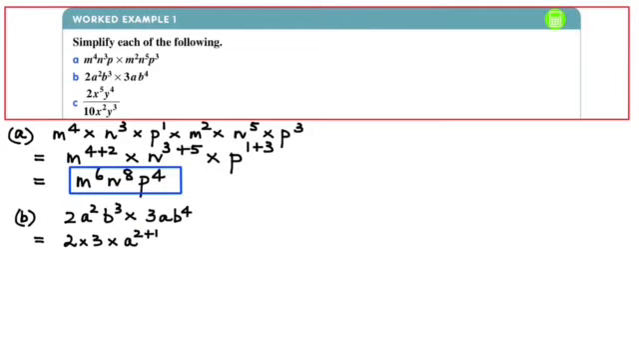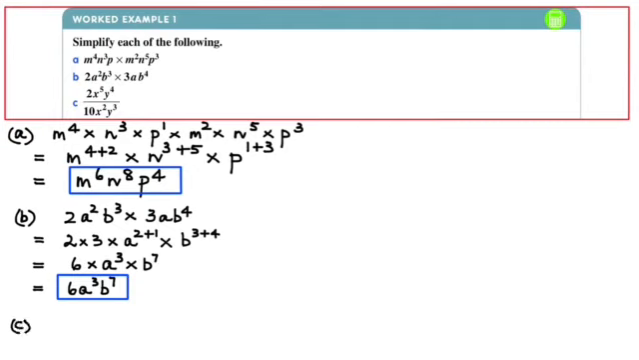A to the 2 plus 1, because there's a 1 implied here. Although not stated, it is a to the 1, okay? And we've got b to the 3 plus 4, haven't we? Yes. Simplifying that, that's going to be 6a cubed times b to the 7. Now we can dispense with the multiplication signs. And we've got 6a cubed b to the 7. Yes? Simple as, guys.